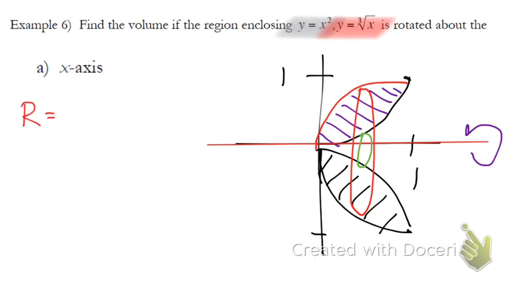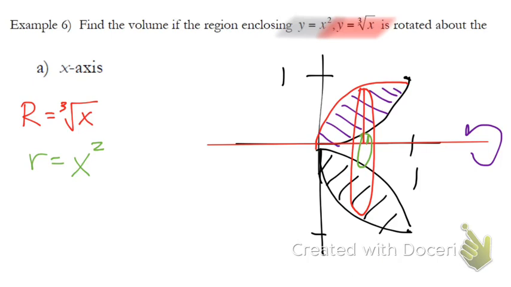So if I'm looking for my expression for my capital R, this red line that I just drew right here, it's the top function minus bottom function. The top function is the red one, the cube root of x. So this is the cube root of x minus 0, which is just the cube root of x. And for the green one, for my inside radius, it's the top function minus the bottom function, and the top function is this black one, which is x squared. So it's x squared minus 0, which is just x squared.